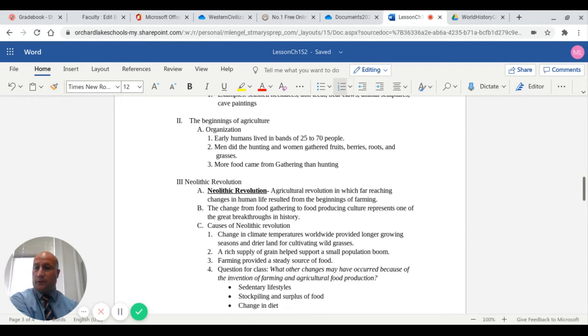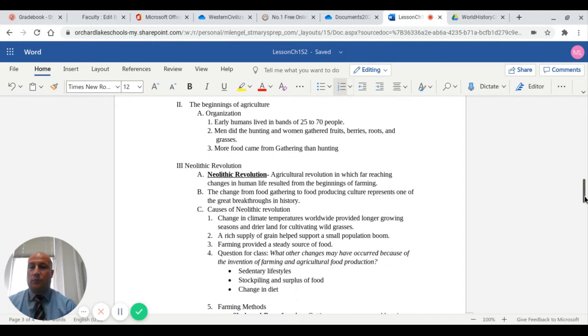You then started to stockpile food. You created a surplus of food. When you have a surplus of food, then you can really develop civilization. When you have more food than you need, you can then branch out into other things like advanced technology, specialized work, where you have some people that are farmers, some people that might still be hunters, some people that become blacksmiths, some people that become teachers, so on and so forth, as we progress, of course. And then we had a change in diet. You started to have a better diet, more readily available food, so things started to change because of farming.